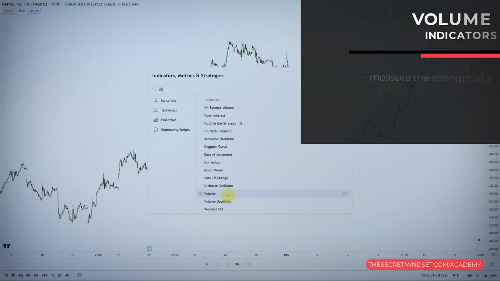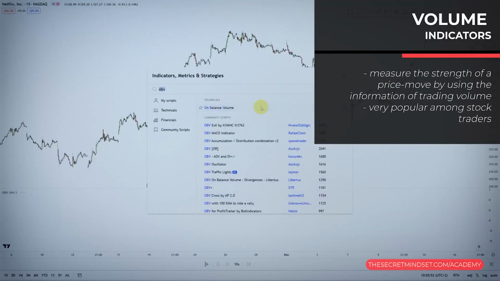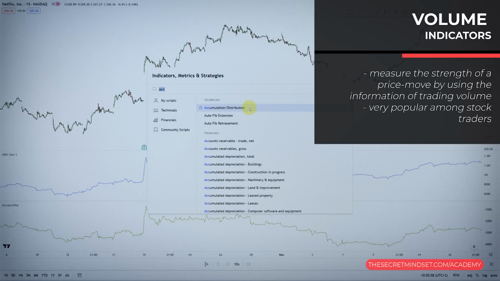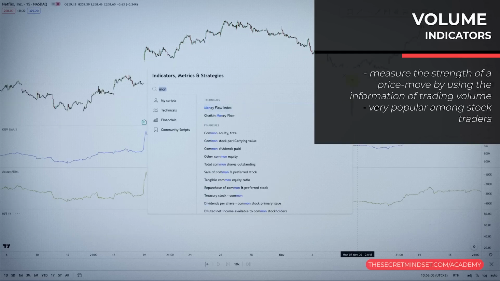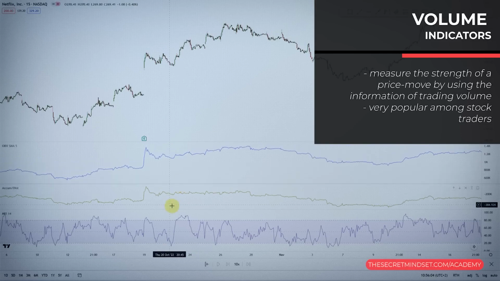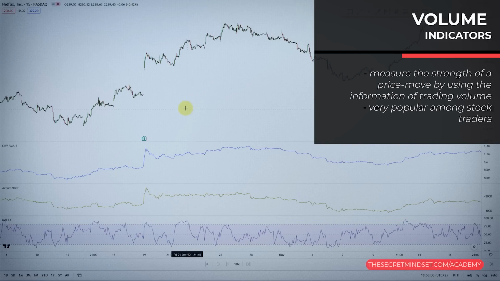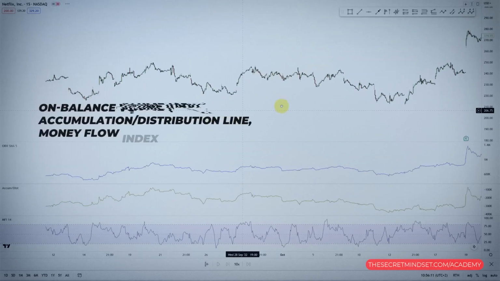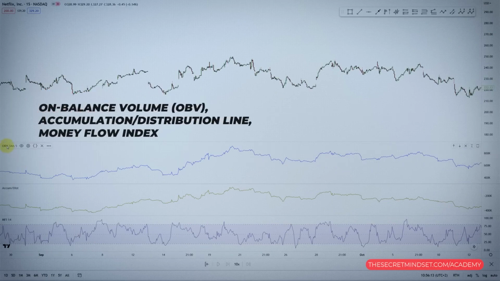Volume indicators measure the strength of a price move by using the information of trading volume. While volume indicators are very popular among stock traders, Forex traders can't take much advantage of them, since there are no reliable measures of trading volume in the currency market. Most popular indicators are the on-balance volume, the OBV, the accumulation and distribution line, and the money flow index.